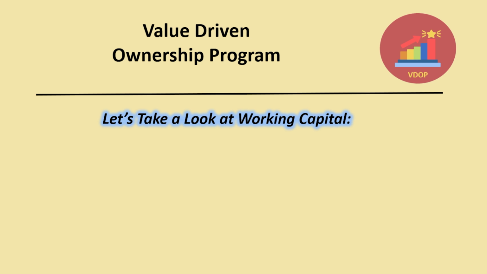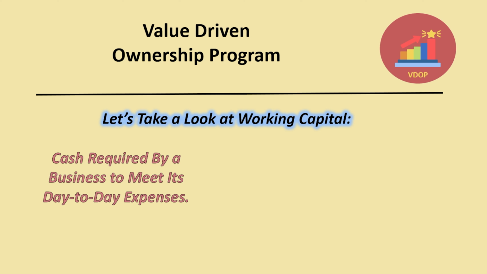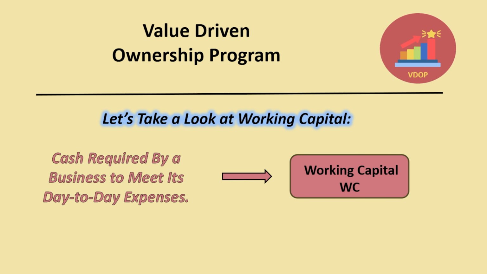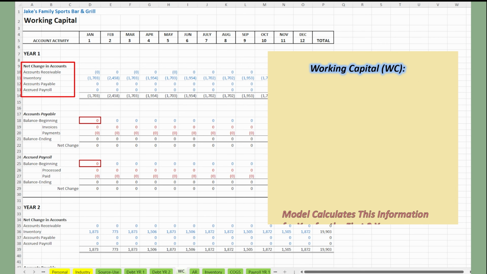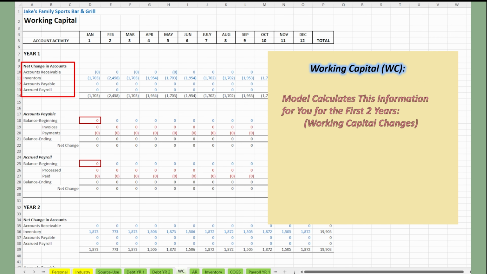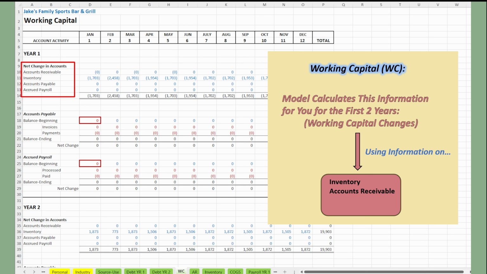Let's take a look at working capital now. As a reminder, working capital is the cash required by a business to meet its day-to-day operating expenses, items that have not yet translated into cash. Basically, these are changes in the balance sheet accounts during any given period. The model calculates this number for you. For the first 2 years, it happens monthly, using information on the Inventory tab, Accounts Receivable tab, and current liability information right here on this Working Capital tab.